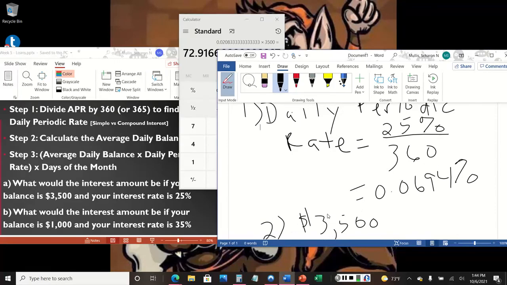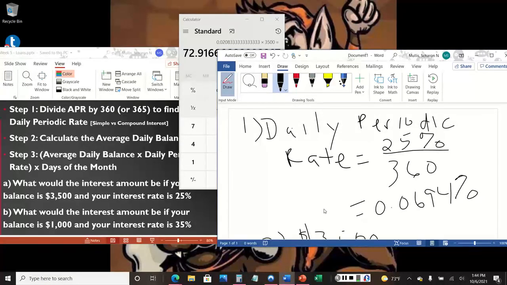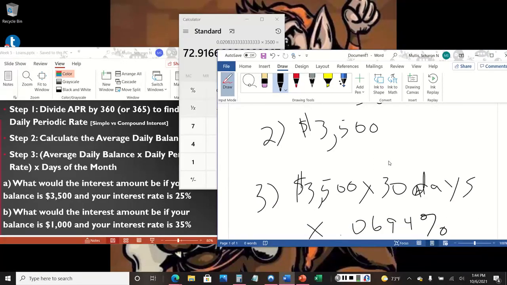So again, we went step by step. First, we had to calculate the daily periodic rate, which we took the interest rate that we had, 25%, divided it by 360. Second thing we had to do was calculate the average daily balance, but we already said that we were going to use the balance that we had in our problem. And then the third thing we did was we multiplied the average daily balance times the daily periodic rate times the days of the month in September, which is 30. And all of those numbers gave us $72.92.